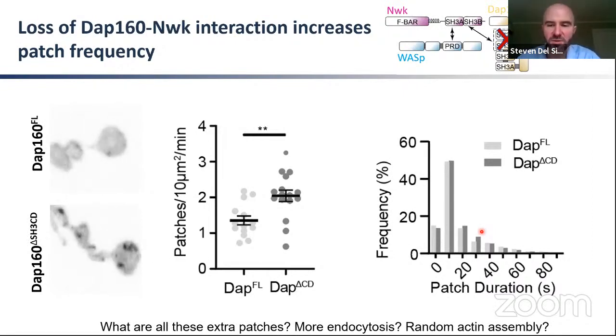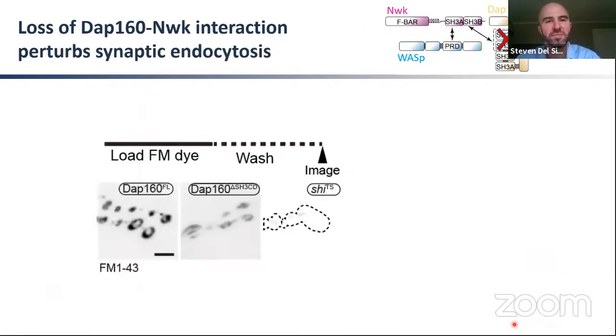Is this more endocytosis happening? Is this just random actin assembly? And I think from our in vitro experiments, we would really expect that this would be uncoupled from the plasma membrane because we're losing this coordinated autoinhibition. And so to test that, I looked at membrane uptake and recycling at the synapse using FM dye labeling.